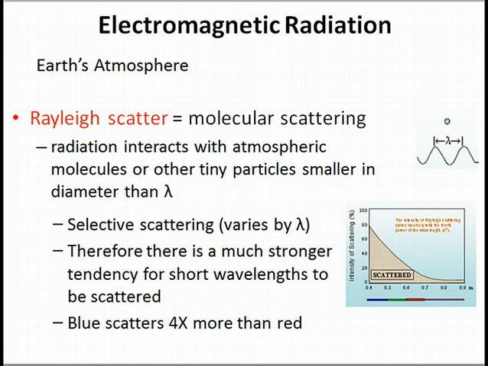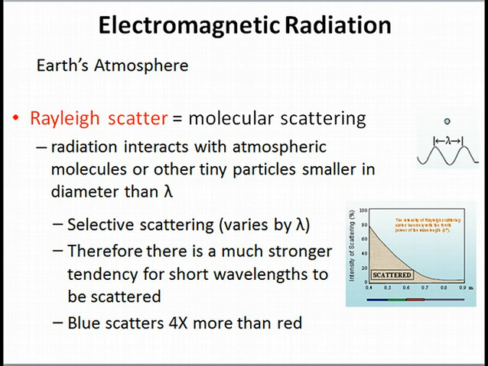So because all scattering is not created equal based on those four different variables, the scientific community has essentially divided up scatter into three major types. And the first type we'll talk about is called Rayleigh scatter.